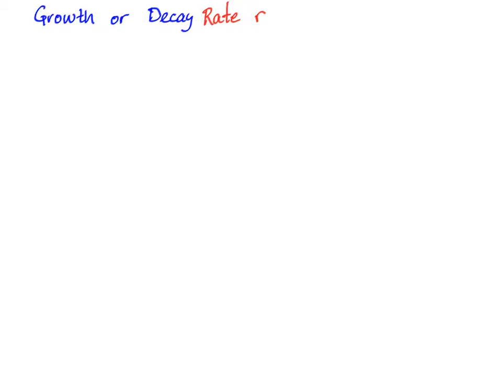So we call the rate at which a quantity, a substance grows or decays, we call that the decay rate or the growth rate of the substance. So we're going to call it R. So we have a growth rate or a decay rate in each word problem. Call that number R.